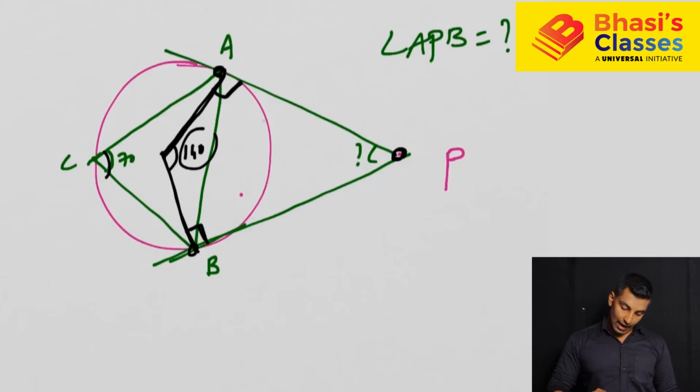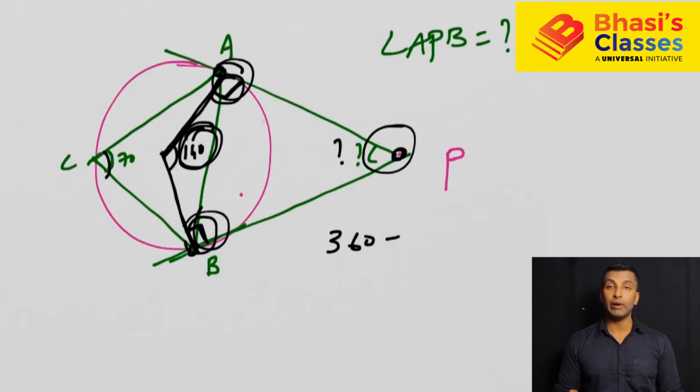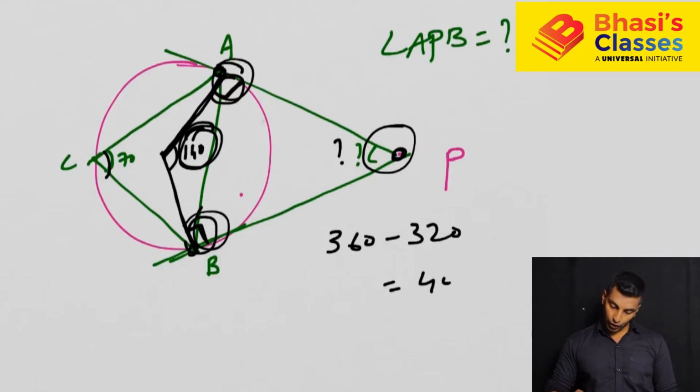Now you know this angle, this angle, and this angle. So why can't you find this angle? What's the answer? 360 minus this 90, 90, which is 180, and if you add this 140, it's 320. So 360 minus 320 is equal to 40. So this angle we get as 40.